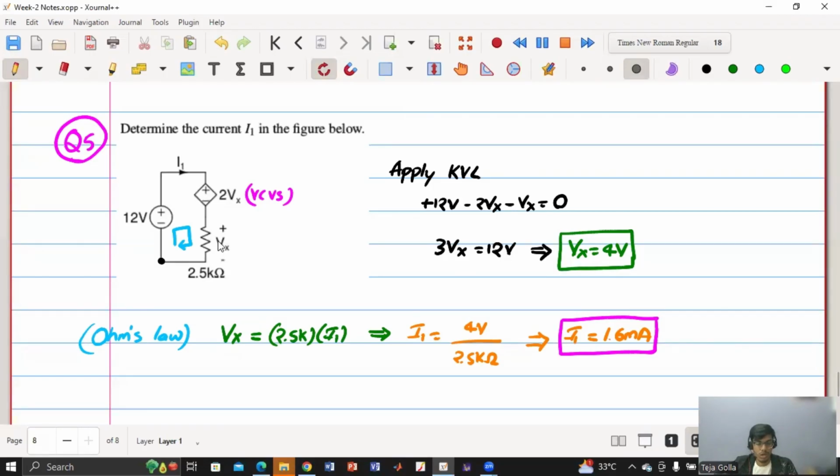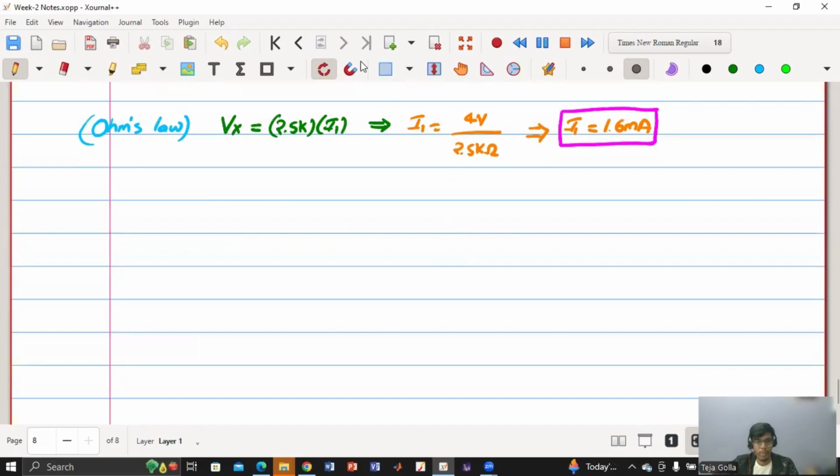Now apply Ohm's law for this resistor 2.5K. So Vx is equal to current into resistance, which is 2.5K. So current I1 is nothing but 4 volt by 2.5K. So I1 is 1.6 milliampere. So is this clear until this question? Or do you have any doubts?